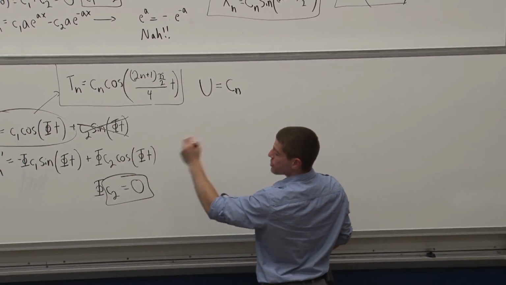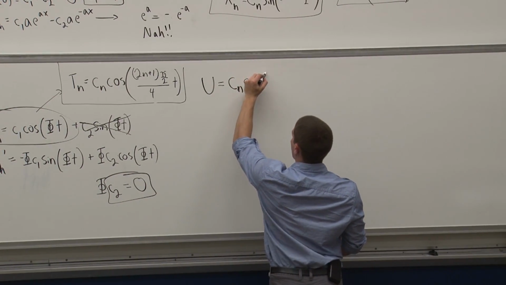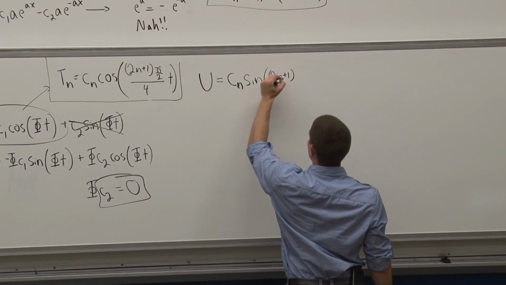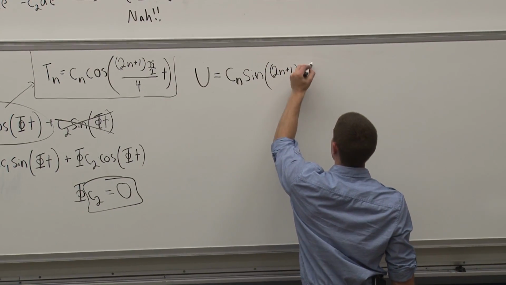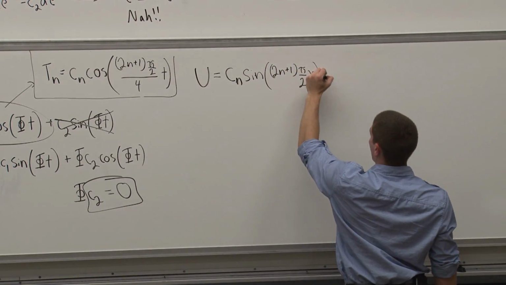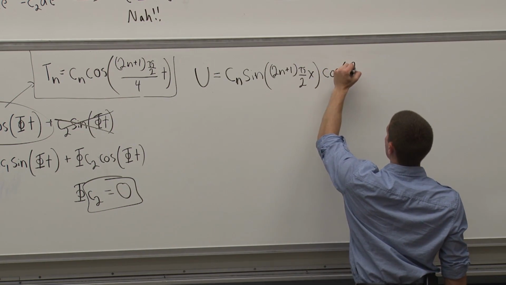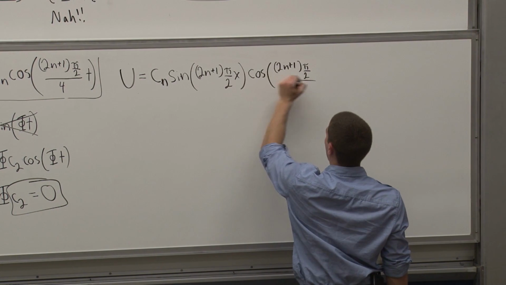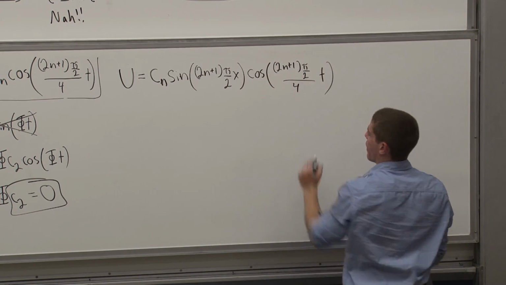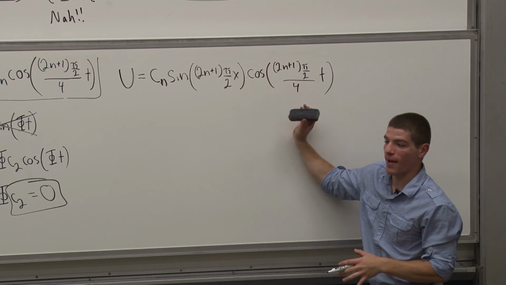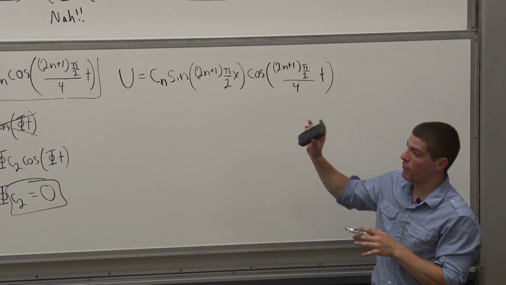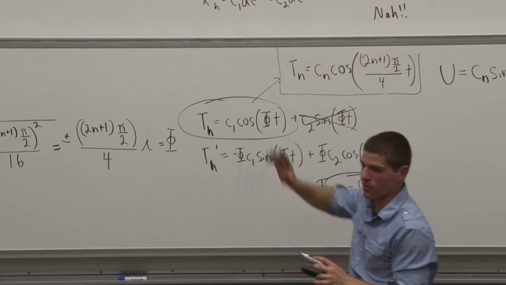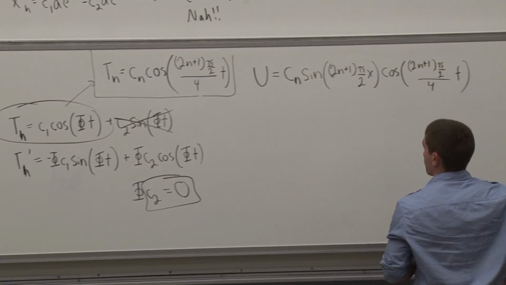And then you have our x term, which is going to be sine of (2n plus 1) pi over 2 x. Now we have our t, which is going to be cosine of (2n plus 1) pi over 2, over 4, t. All right, this is our complete answer, what we have right now, without putting in any of the initial conditions, with those two sine terms that look so deadly. All right, so now we're going to do that.